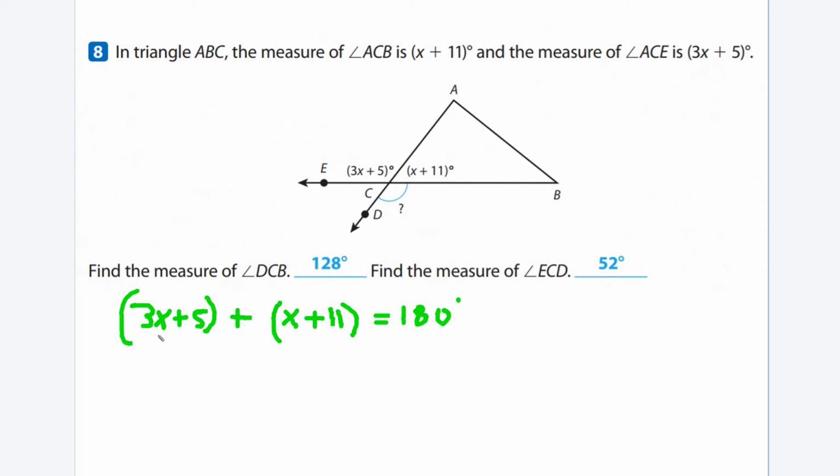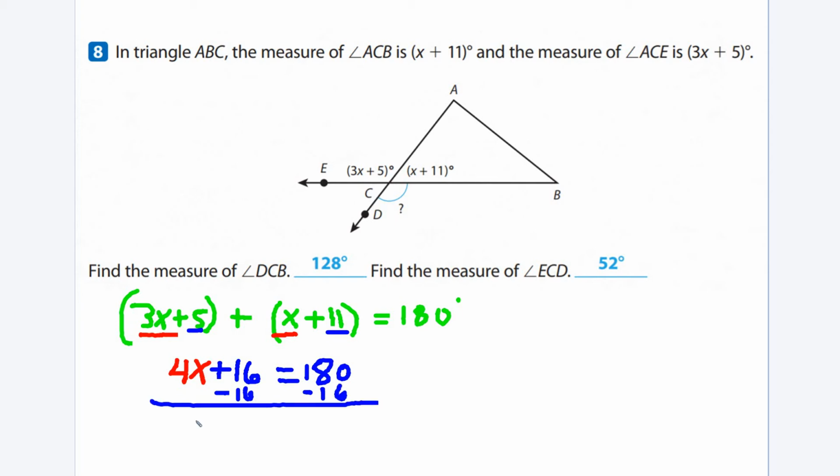Step by step. Like terms, 3x and x give us 4x. Positive 5, positive 11 gives us positive 16. And they would equal 180. So 4x plus 16 is 180. Now let's solve for x. Subtract 16 from both sides of the equation, and you have 4x equals 164. 16 minus 16 is 0. 180 minus 16 is 164.